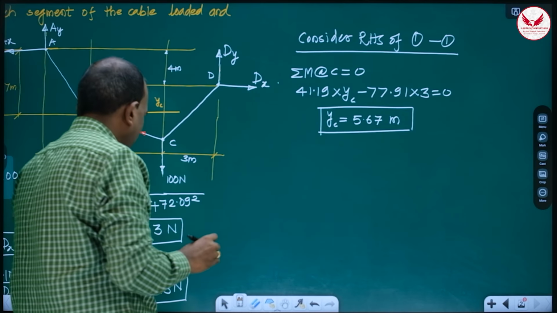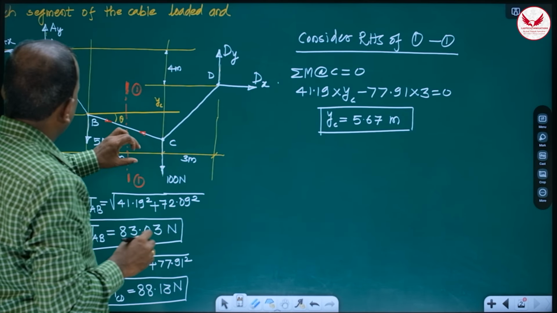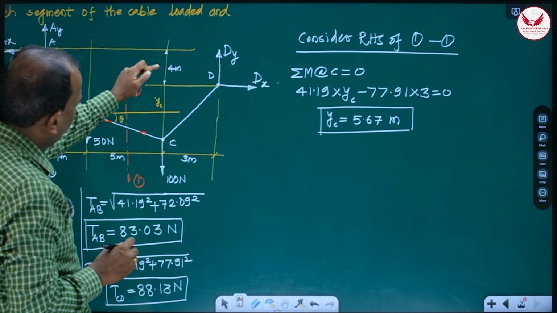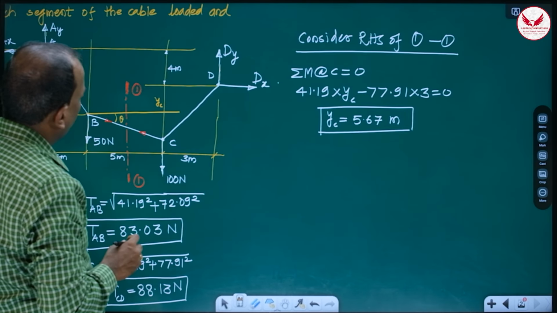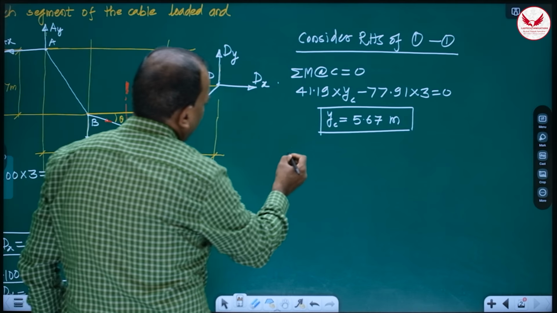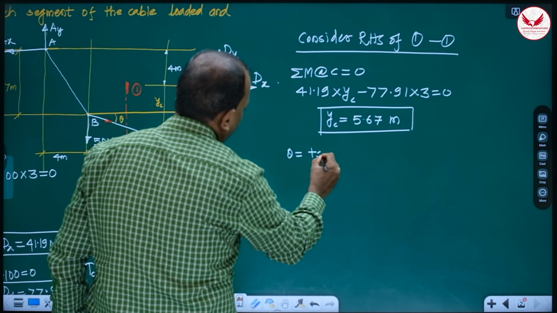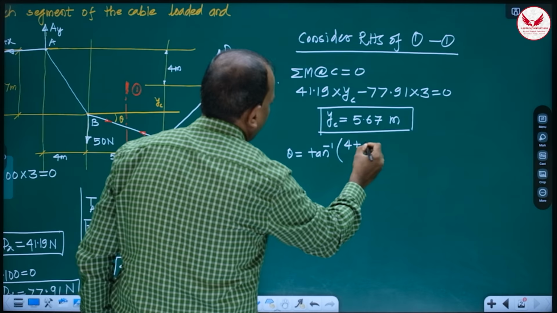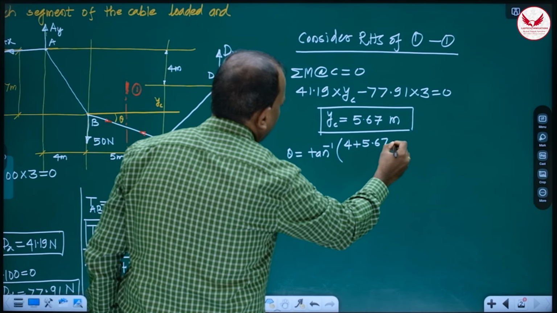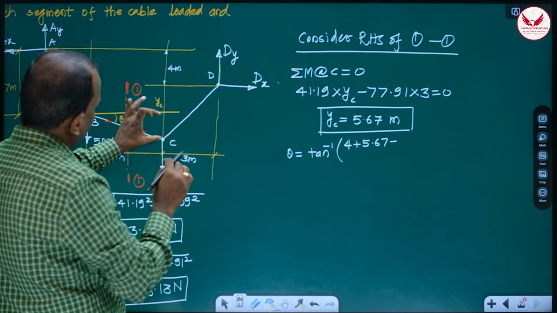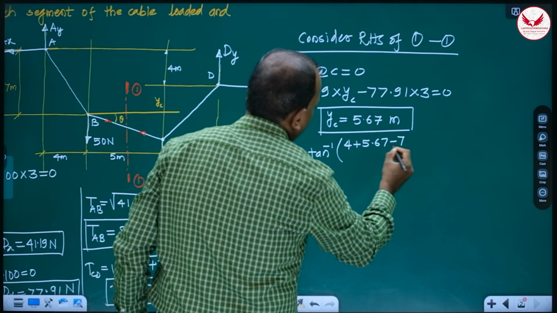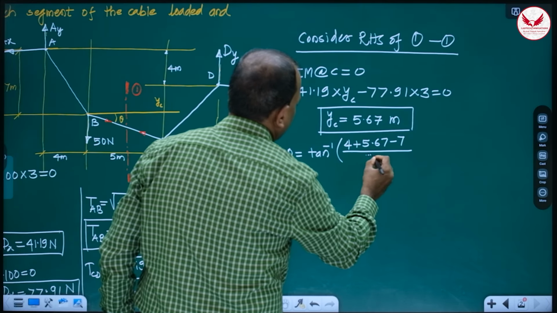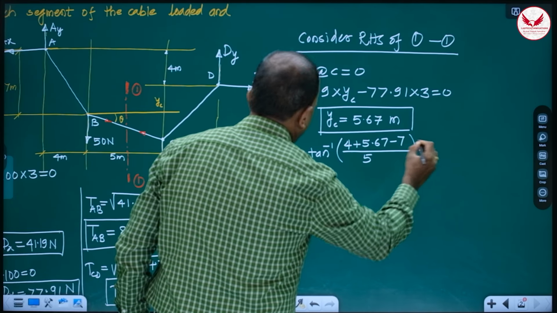Then how I will calculate this theta? See it very carefully. So I need this distance, this vertical distance, and that vertical distance, how I can get it? 4 plus YC minus 7. 4 plus YC minus 7 means actually this theta will be what? Theta will be tan inverse of 4 plus YC. YC means 5.67 minus this distance, means I'll get only this distance, minus 7 divided by this horizontal distance between B and C. So it is 5. So this will give us the angle.